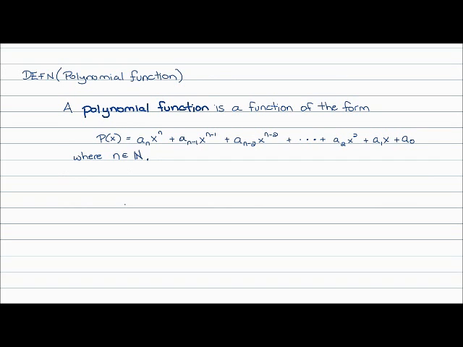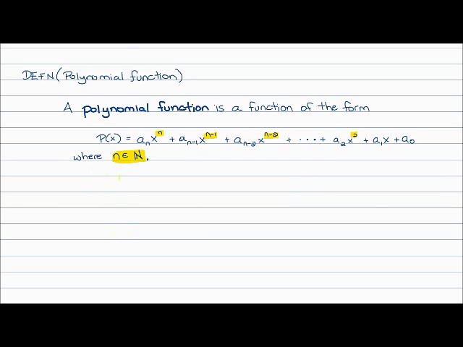Now, the official definition of a polynomial function is a function that has the following form. P of x is equal to a sub n x to the n plus a sub n minus 1 x raised to the power of n minus 1 plus a sub n minus 2 x raised to the power of n minus 2, and so on and so forth. In other words, each of these powers is just losing 1 as we go along. So if n were 3, let's say, then you'd have x to the third there, and x to the second, and then x to the first, and so on.